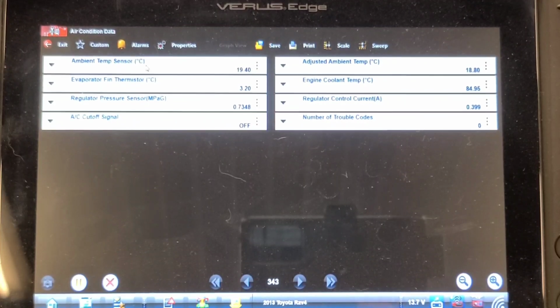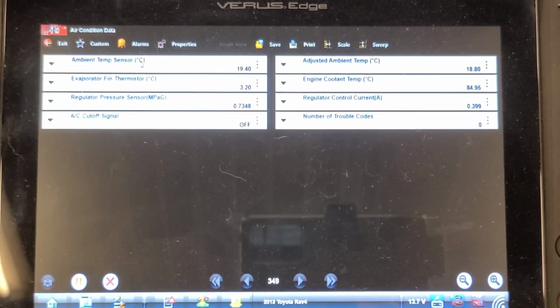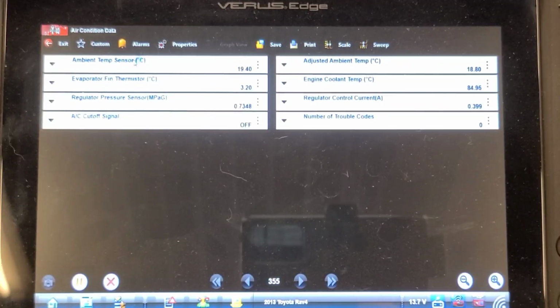So I can't find any obvious leaks. I've added dye to the system. I don't know the history on this vehicle and how long it's been since it's been recharged. It doesn't look like it's been any time recent. I'm going to lift it up and have a look at the bottom of the condenser a little closer.